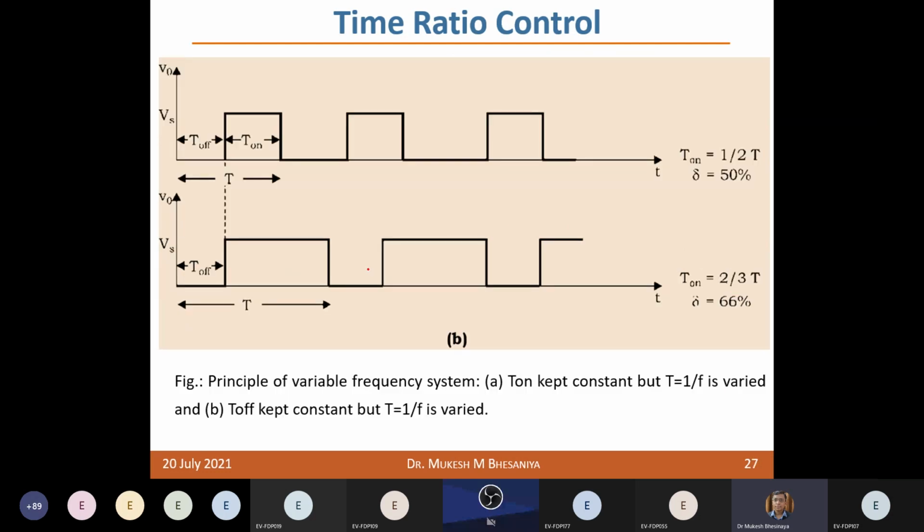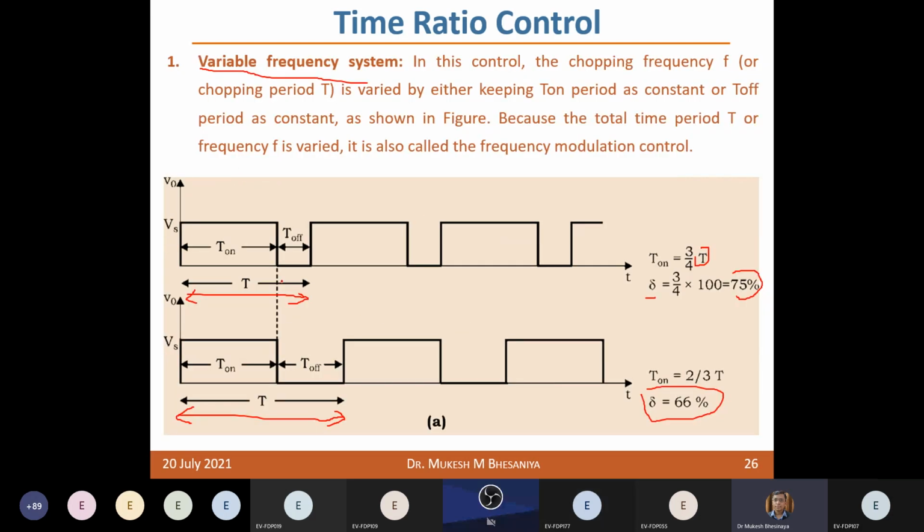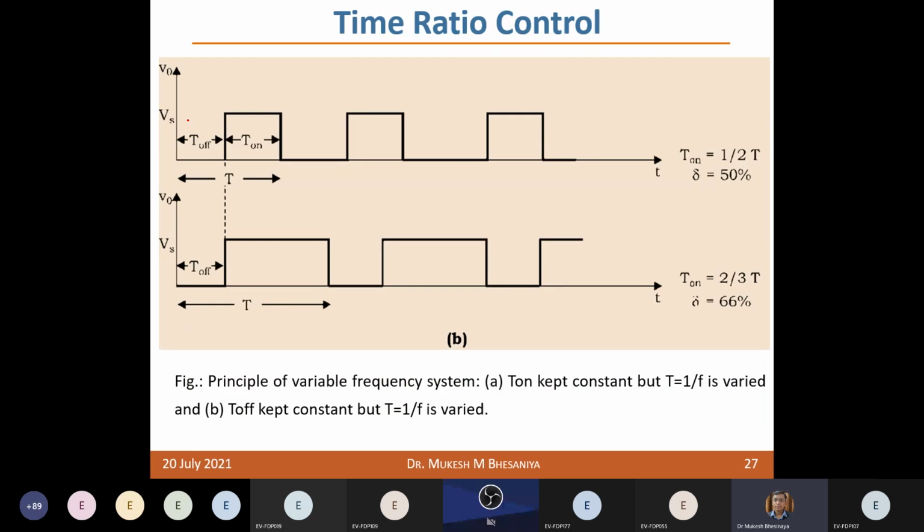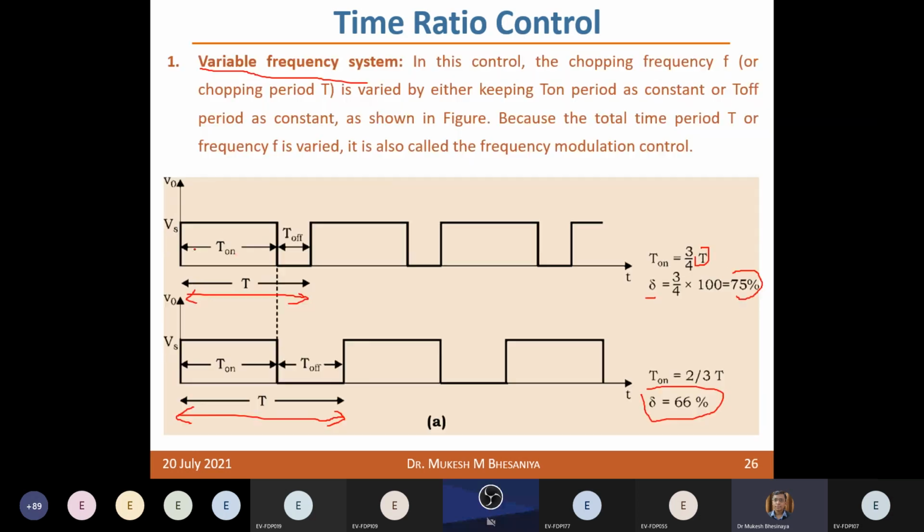This is another way, wherein you keep your off period fixed and vary the time period. It's the same thing, a variable frequency system. So in a variable frequency system, when you are changing this time period, either you keep your on period fixed or you keep your off period fixed. If you keep the on period fixed and vary this, then your duty cycle will also vary.